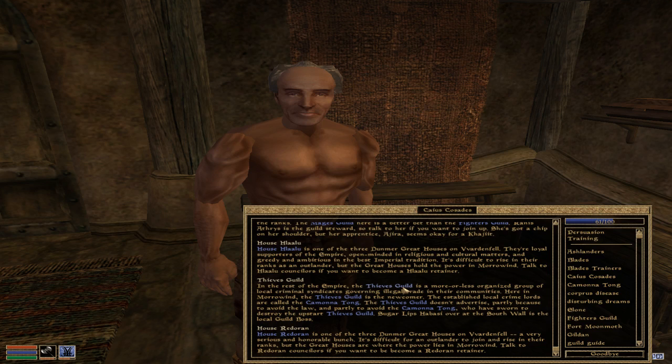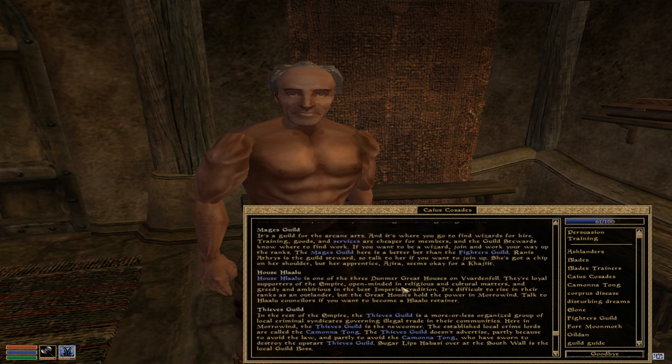House Redoran is one of the three Dunmer great houses on Vvardenfell, a very serious and honorable bunch. It's difficult for an outlander to join and rise in their ranks, but the great houses are where the power lies in Morrowind. Talk to Redoran counselors if you want to become a Redoran retainer.